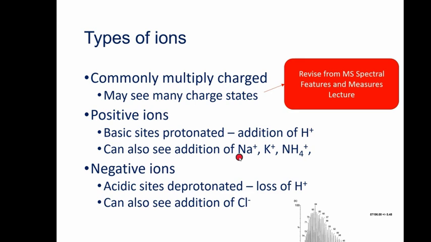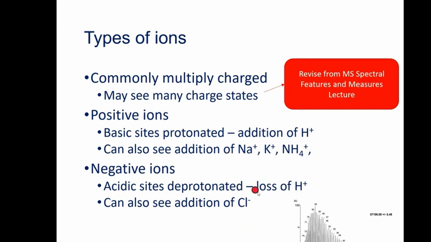In negative mode, you'll tend to see the acidic sites, gas-phase acidic sites, being deprotonated, so the molecule will appear with the loss of a proton, so approximately 1 Dalton lower if it's singly charged. But you can also see adducts in negative mode, for example, adducts of chloride or bromide, iodide, the halogens, for example. But you can also see hydrogen phosphate, bicarbonate adducts as well, and particularly if you're looking for things that have been buffered, you can see those.